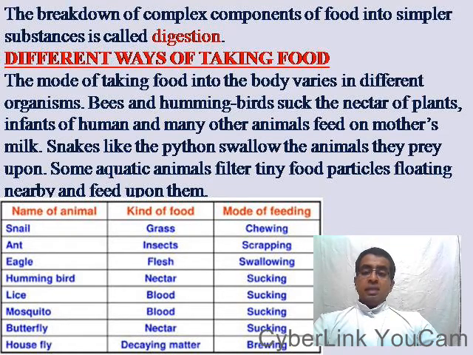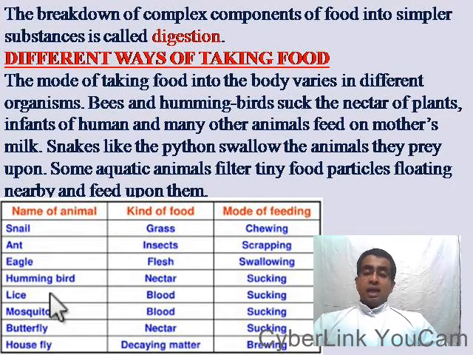Now let us see different kinds of food and different modes of feeding in certain organisms. In the case of snail, the kind of food is grass and the mode of feeding is chewing. In the case of ant, the kind of food is insects and the mode of feeding is scraping. In the case of eagle, the kind of food is flesh and the mode of feeding is swallowing. In the case of hummingbird, the kind of food is nectar and the mode of feeding is sucking.